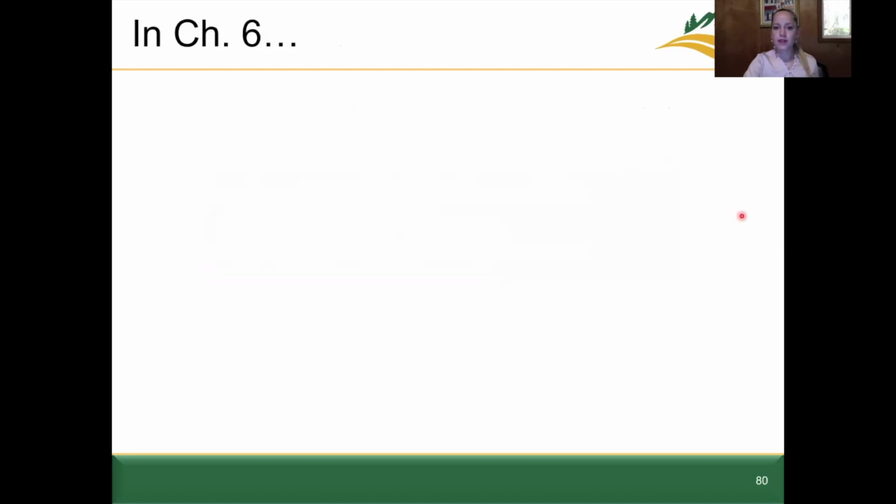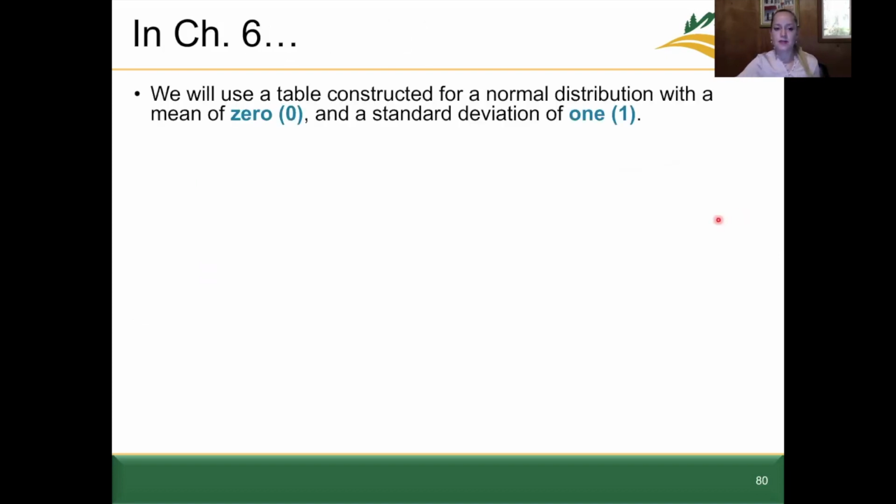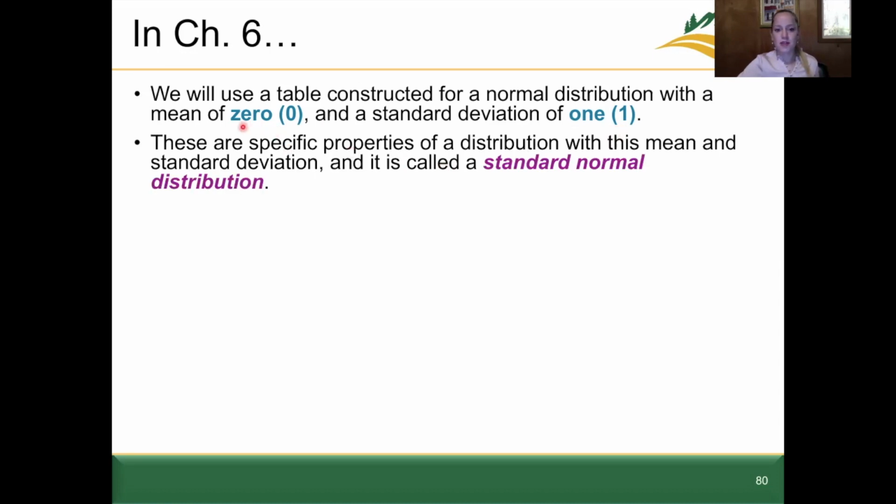Now, we'll get more into this in Chapter 6, but in Chapter 6, we'll use a table constructed for a normal distribution with a mean of 0 and a standard deviation of exactly 1. Now, from this point in the semester, you may realize that a mean of 0 and a standard deviation of exactly 1 seems pretty rare. So these properties of a mean of 0 and a standard deviation of 1 are very specific properties of a distribution, and we call this a standard normal distribution.